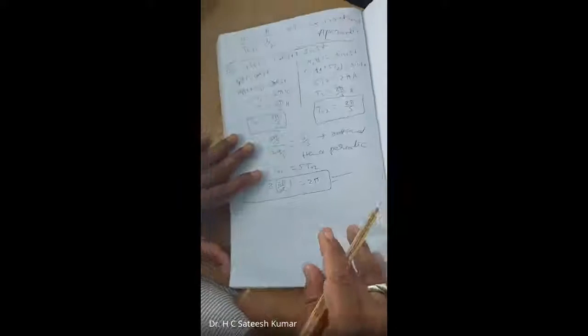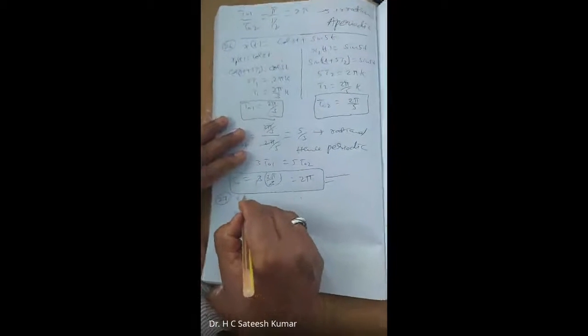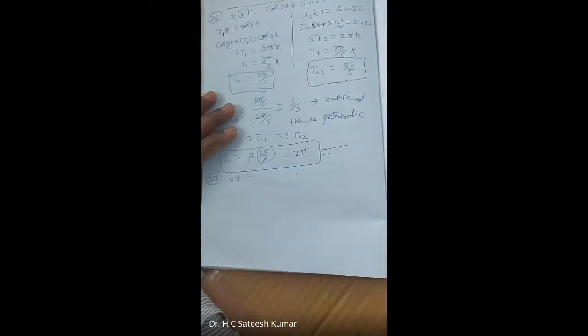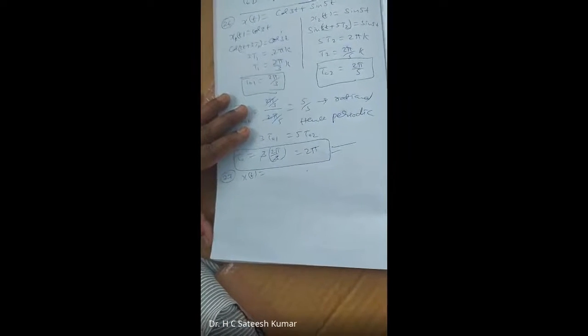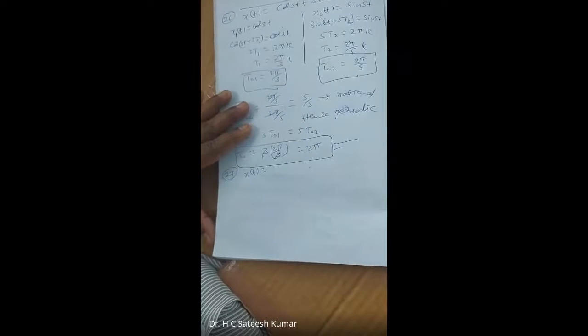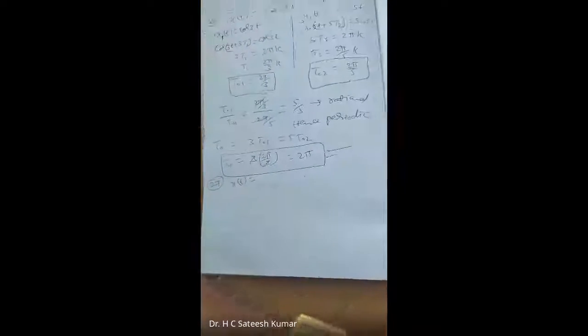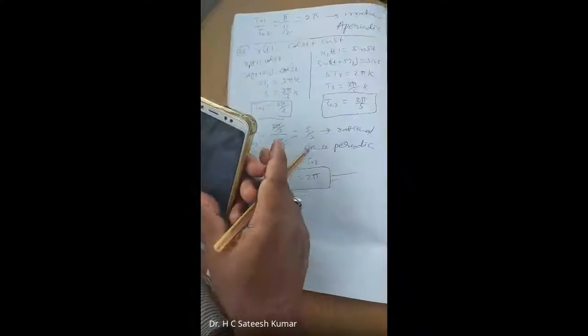Okay, one of the examination problems that we have seen, x of t is equal to cos of 1 minute. I will check the problem from the examination. This is one of the most repeated questions.